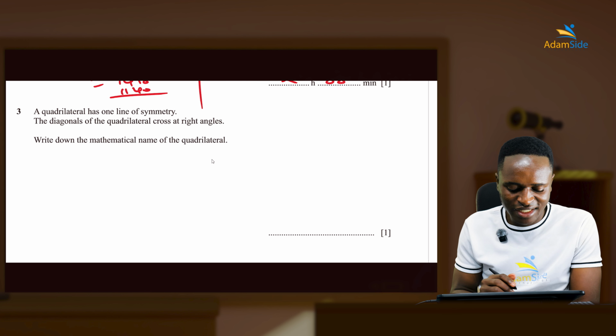One quadrilateral we know that has only 1 line of symmetry is the kite. So we need to know that. How does a kite look? A kite has only 1 line of symmetry.